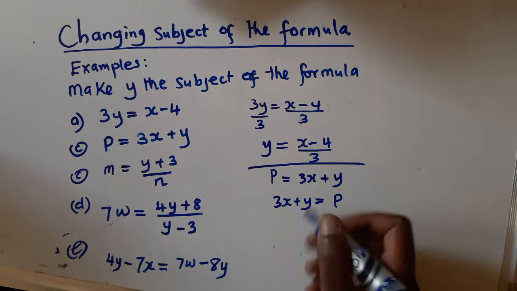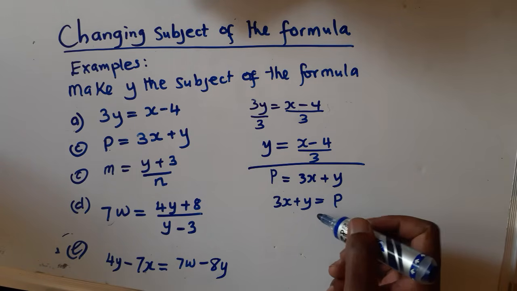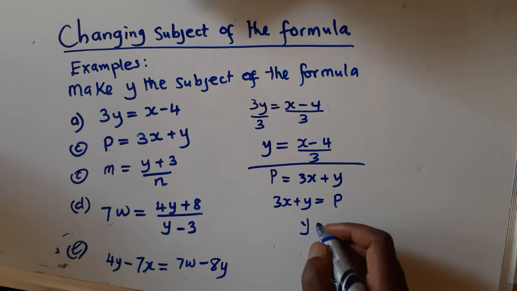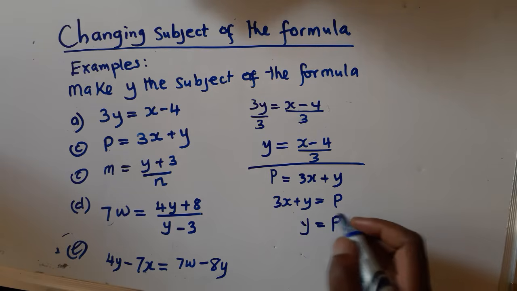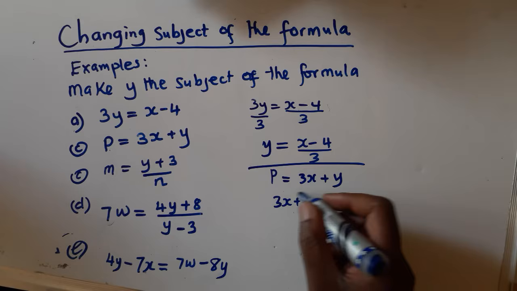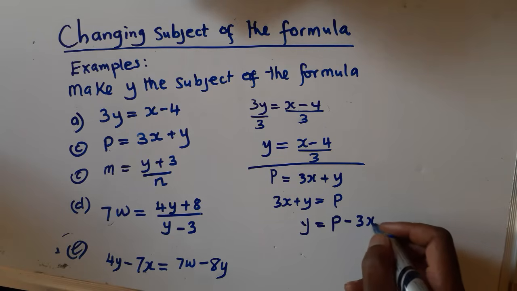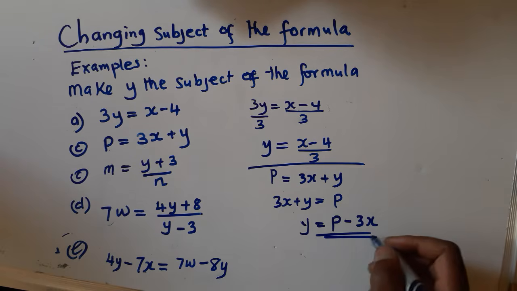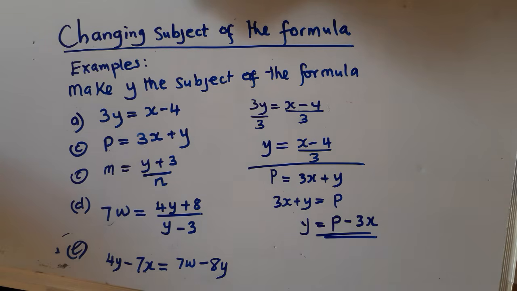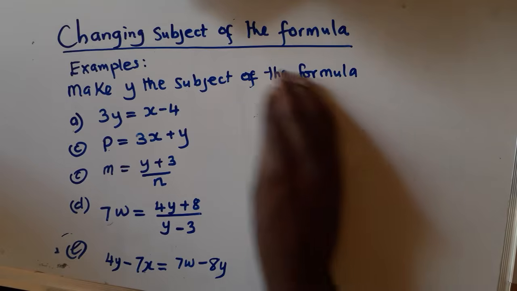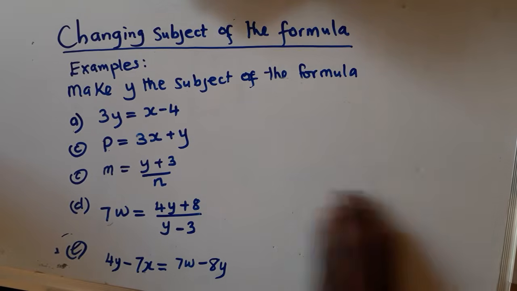Okay, so at this point, don't forget, we want to make y the subject of the formula. So what are we going to do? We're going to have y is equal to p. This one, we do not want it to be with y, so it will come to the other side here as minus. So this is what is going to be our answer here. I hope that's clear. Okay, hope this is very clear.